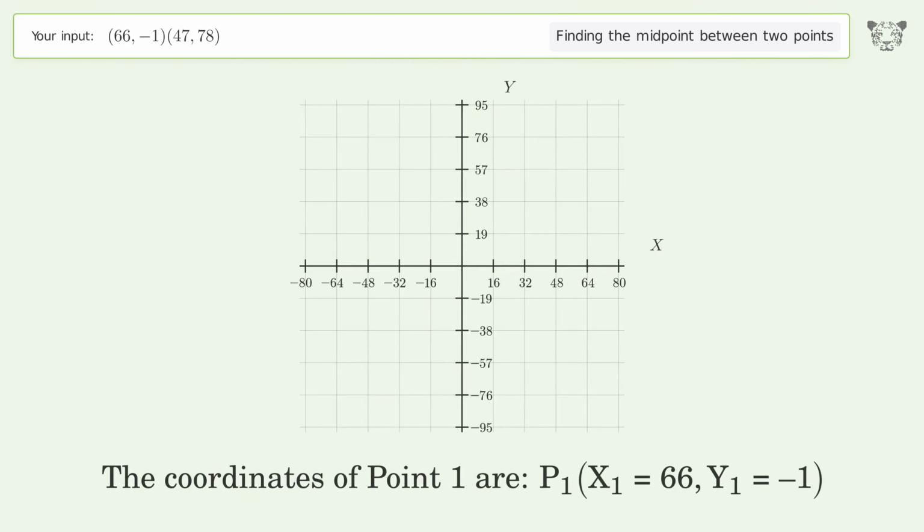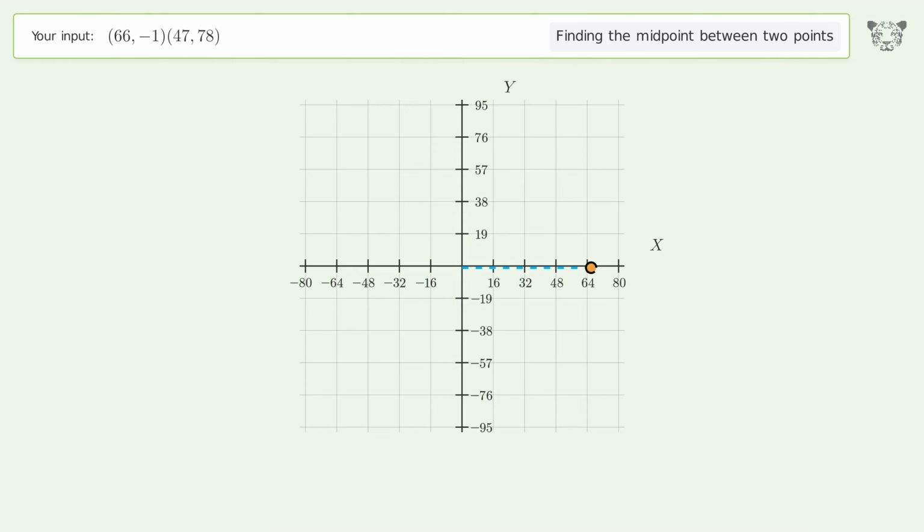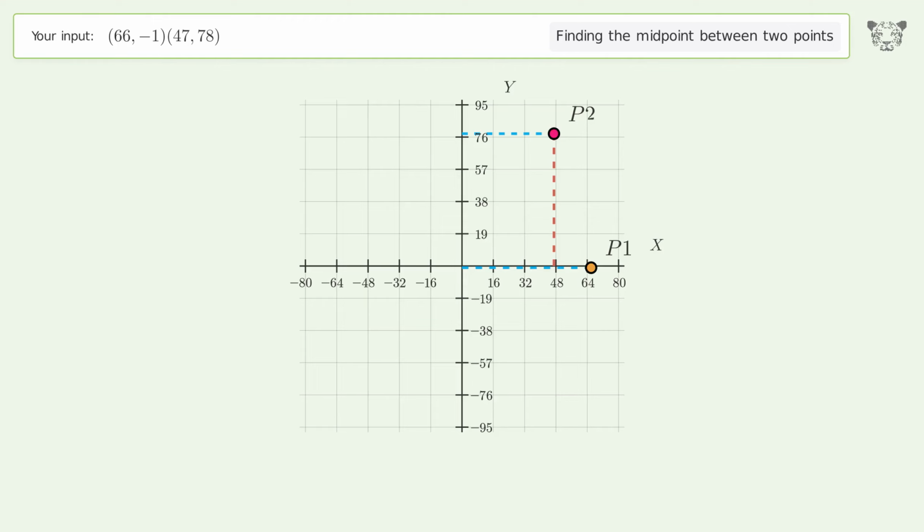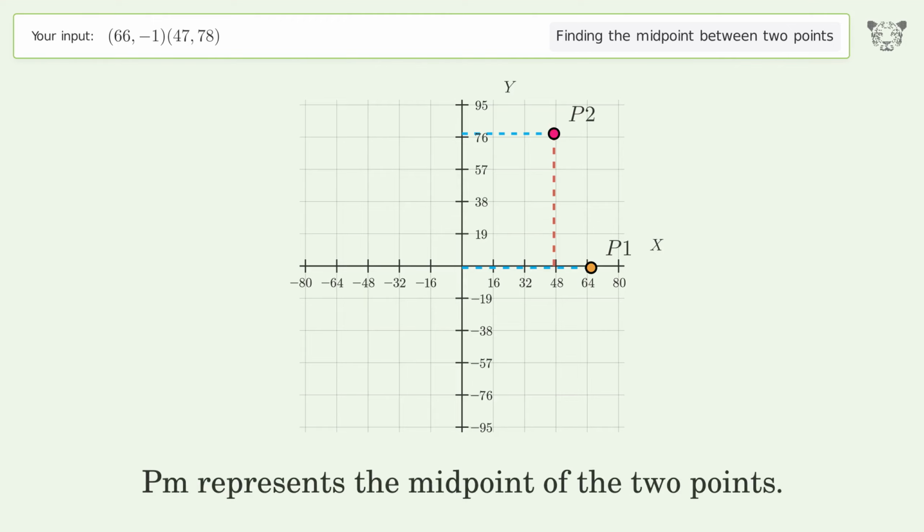The coordinates of point 1 are, x1 equals 66, y1 equals -1. The coordinates of point 2 are, x2 equals 47, y2 equals 78. PM represents the midpoint of the 2 points.